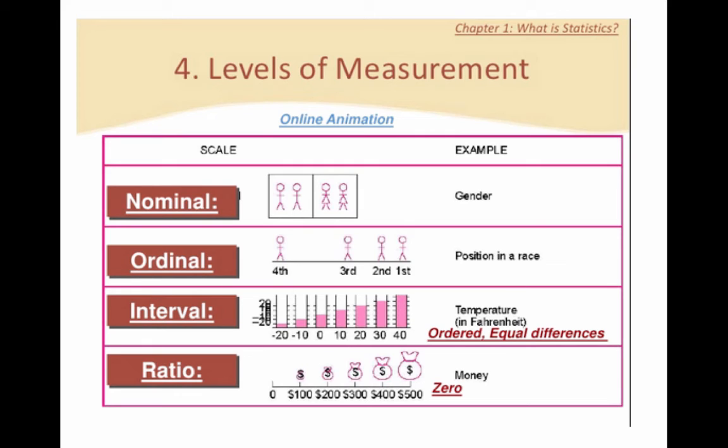So, some visualizations of this. Levels of measurement, right? Nominal, we've got gender. Ordinal, position in a race. And here you can see in this example that the spaces aren't the same. If you're fourth, it doesn't mean that you came in the same distance behind third as second did from first. Meanwhile, interval is in Fahrenheit because there's no absolute 0. There are ordered equal differences. And then ratio, you've got 0, and we see money being used as the example.